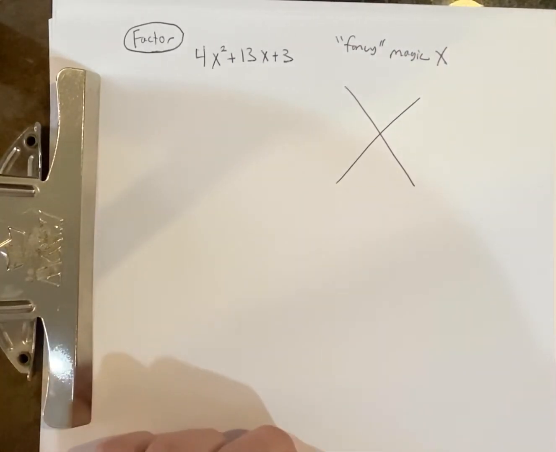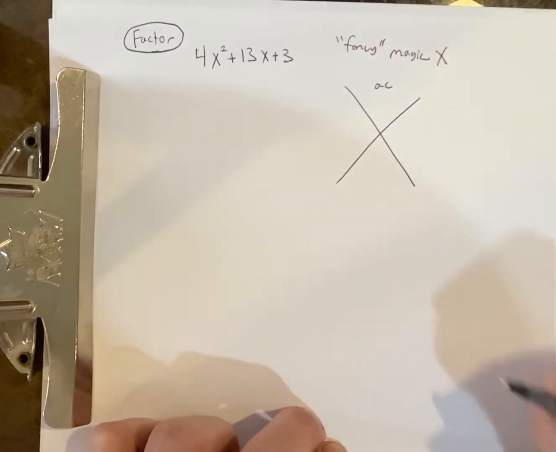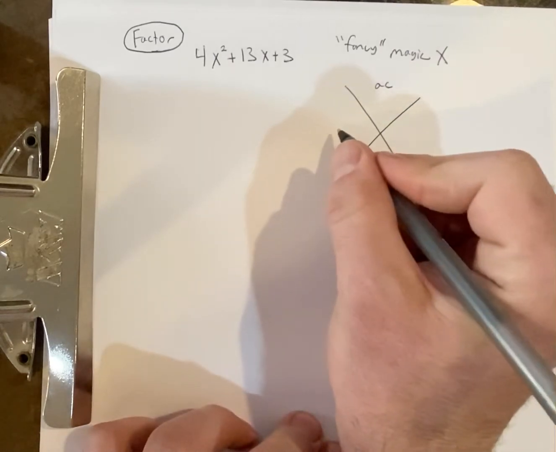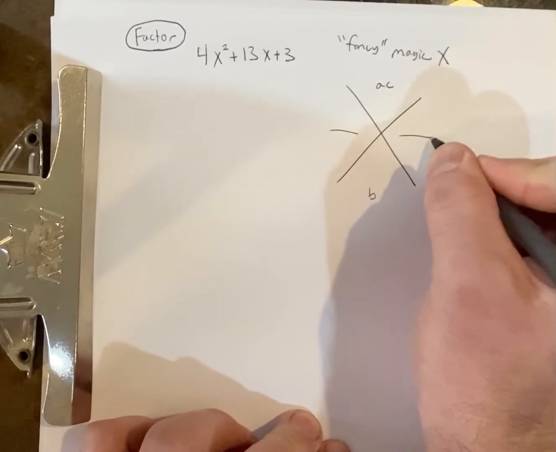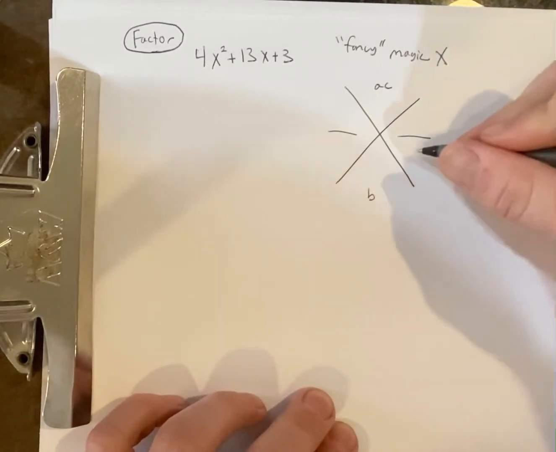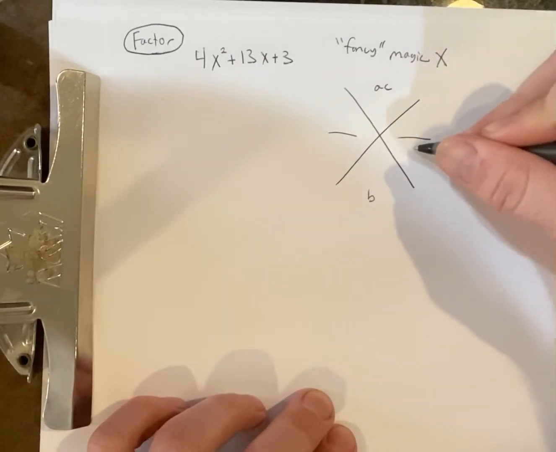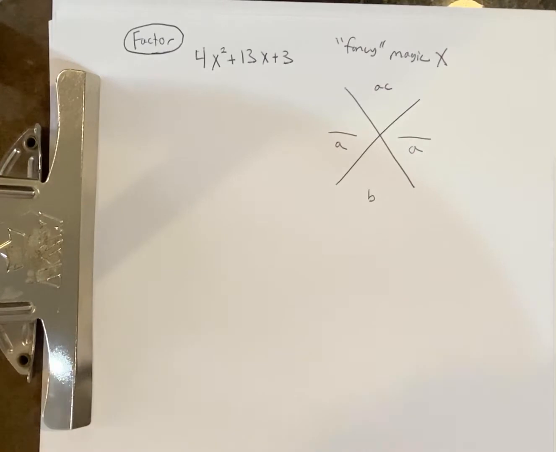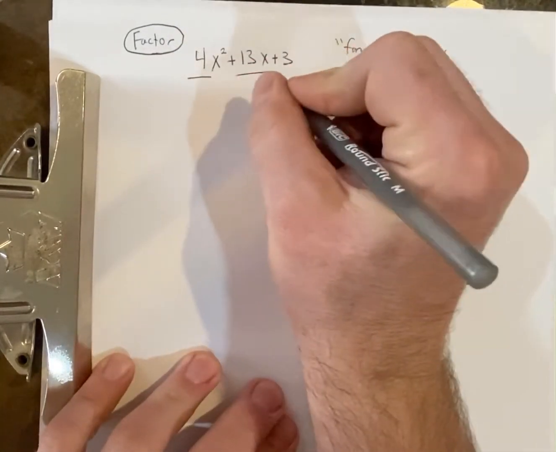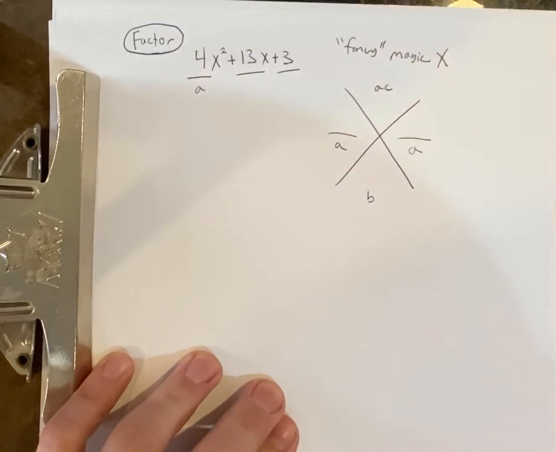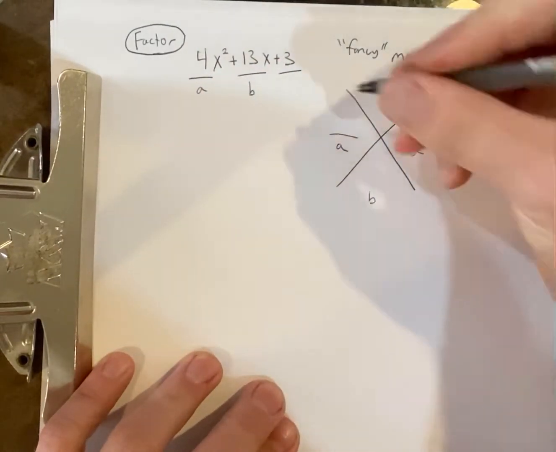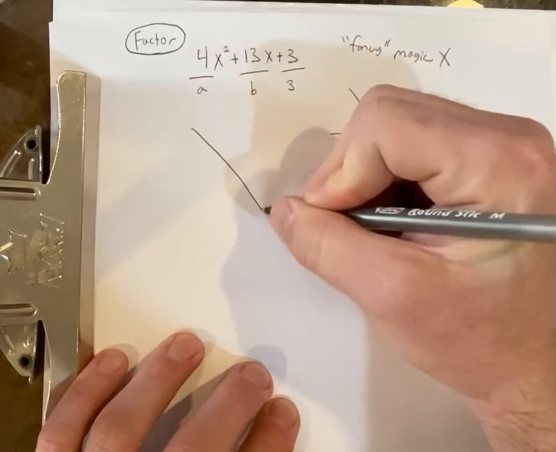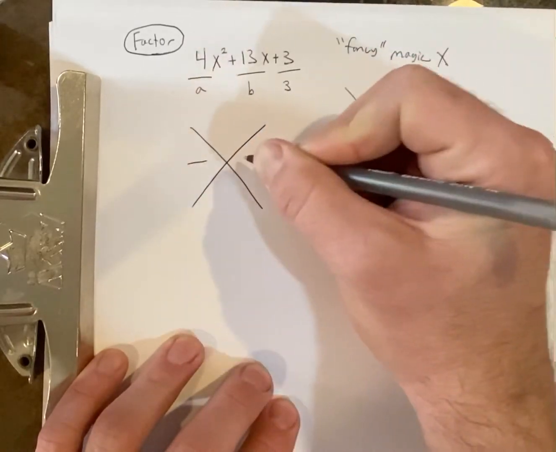In the fancy magic X, we still have AC on top, we still have B on the bottom, but the left and right-hand sides are now going to be divided into fractions. And in the bottom part, the denominator of each fraction, we are going to put lowercase a. So let's look at our trinomial. The coefficients are 4, that's A, 13, that's B, and 3, that's C. So let's use a fancy magic X.